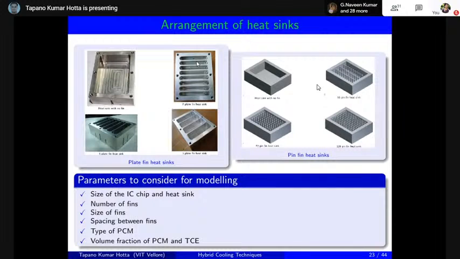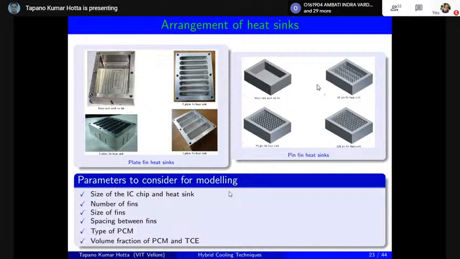I'm not going to talk in more detail about this because Dr. Rajesh, maybe tomorrow or the day after tomorrow, is going to talk about this in detail. But these are some of the arrangements you can find. These are known as plate type heat sinks, and these are fin type heat sinks. You can see multiple fins arranged here, and multiple plates are there.